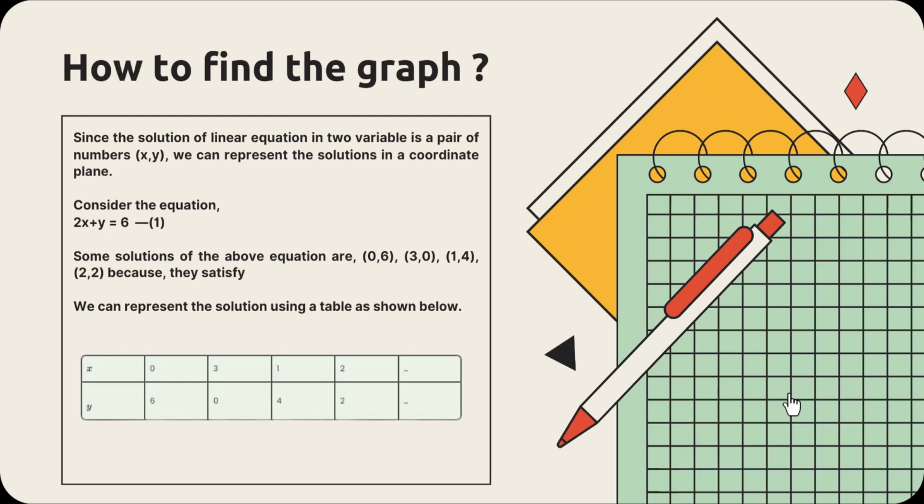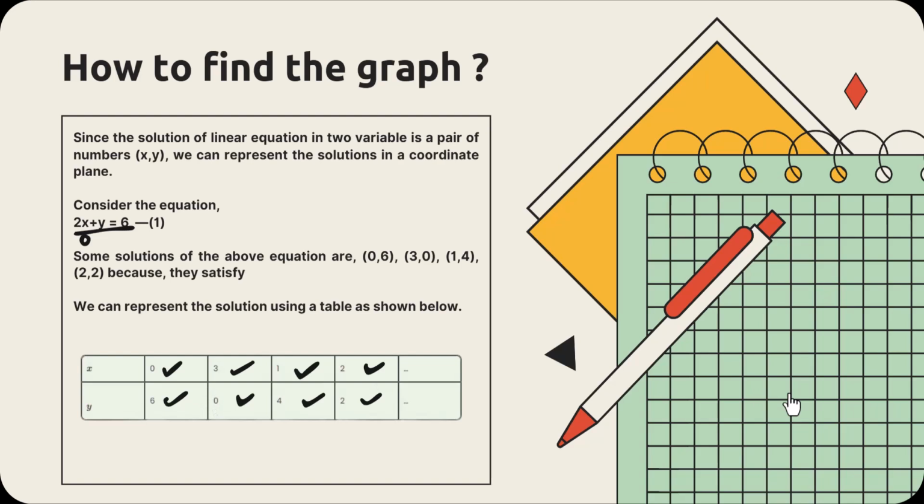In this 2x plus y is equal to 6, I'll put x is equal to 0. When I put x is equal to 0, you'll get y is equal to 6. Similarly, if you put x is equal to 3, you'll get y is equal to 0. Or if you put y is equal to 0, you'll get x is equal to 3, and so on. You can put 1 in x and you'll get 4, and so on, right? So you get different values. But all you need is 2 points.